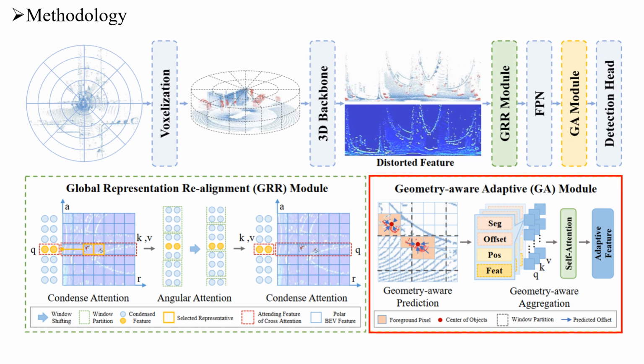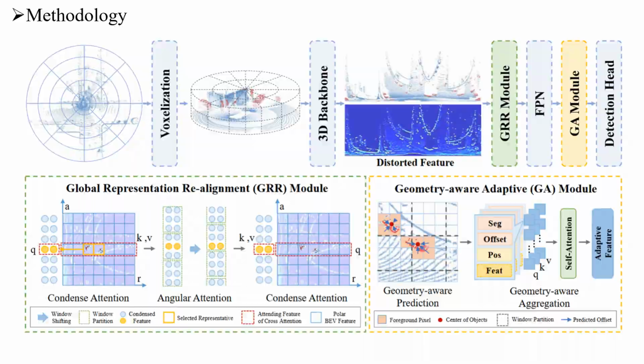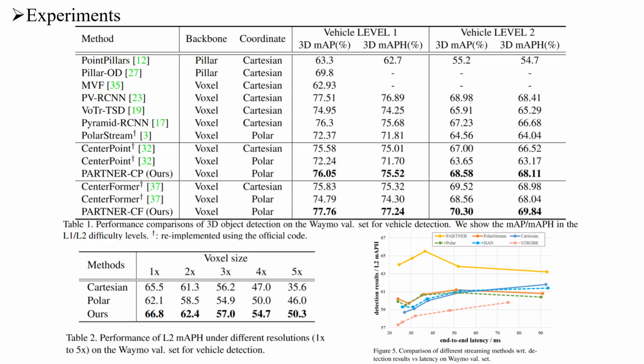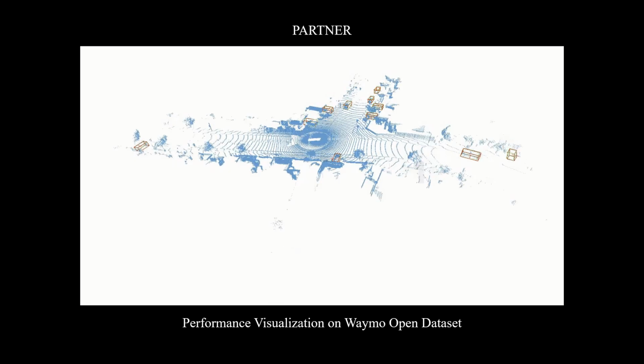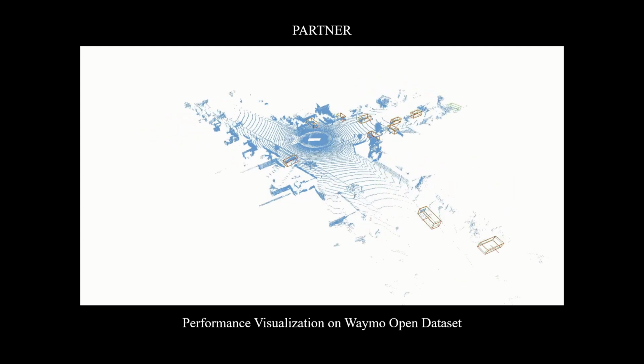Similarly, the Geometry-Aware Adaptive module introduces translation-aware geometric clues to the feature aggregation process, and it produces the final detection results. We extensively validated the effectiveness of our designs on the Waymo and nuScenes datasets. Particularly, our PARTNER achieves competitive results over the state-of-the-art methods and demonstrates overwhelming advantages in streaming and different resolution scenarios. And here is a visualization demo of our PARTNER.